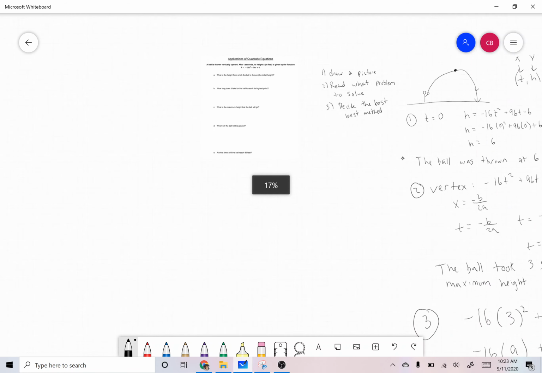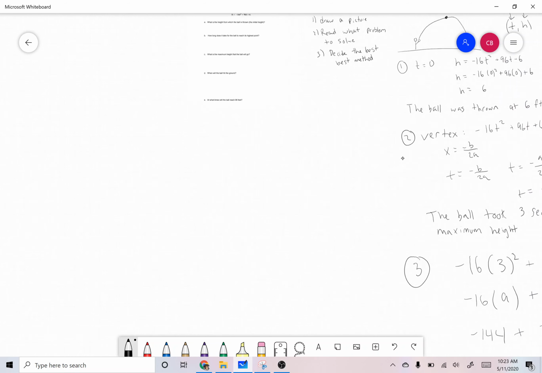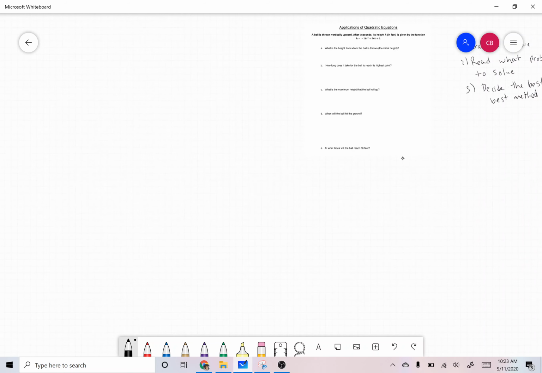When will the ball hit the ground? So what does that mean? Do we know what time that will be? That's what they're asking. They're asking when will the ball hit the ground? So that's a time. Well, if it hits the ground, the height of the ball is 0. So what we're going to do is set this equal to 0. So we have negative 16t squared plus 96t plus 6 is equal to 0.